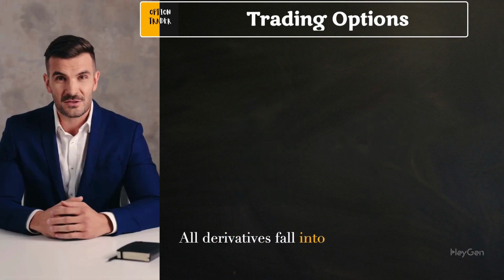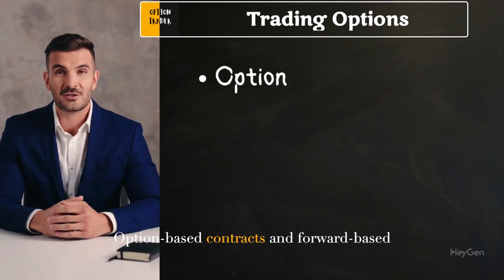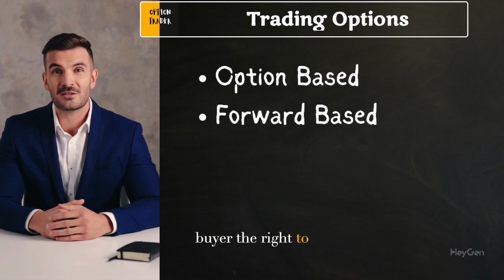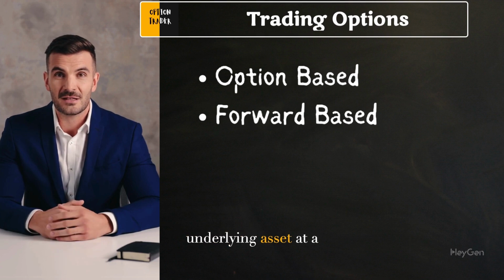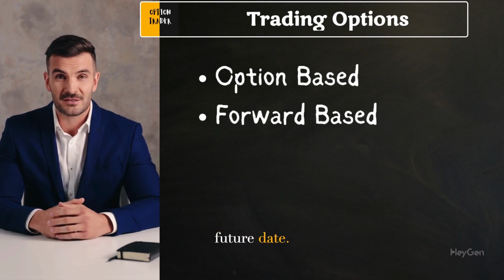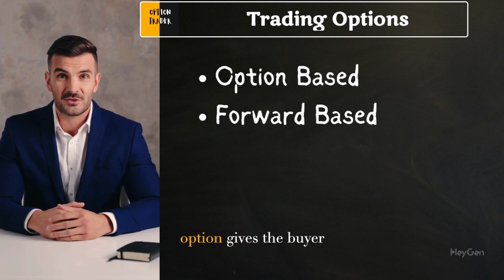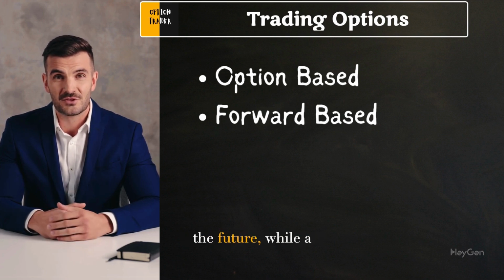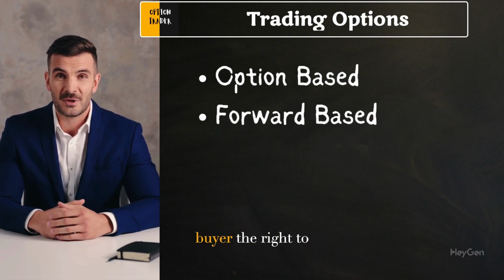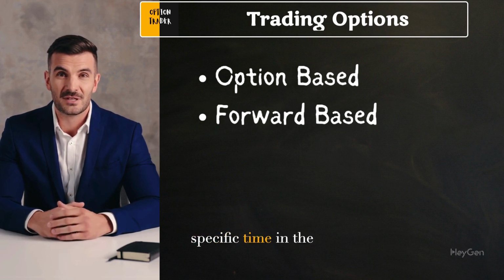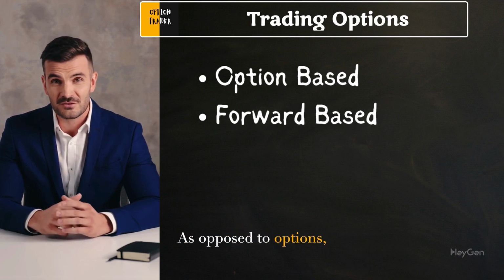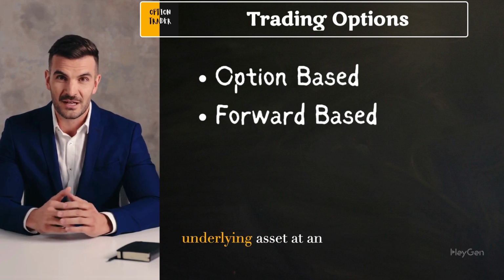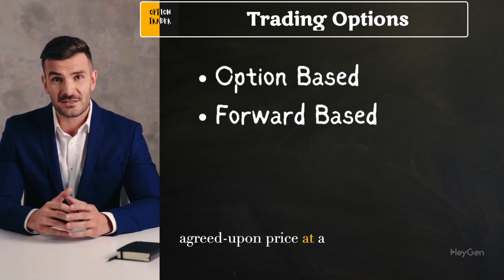All derivatives fall into two categories: option-based contracts and forward-based contracts. Option-based contracts give the buyer the right to buy or sell an underlying asset at a specific price at a future date. For example, a call option gives the buyer the right to buy an underlying asset at a specific price in the future, while a put option gives the buyer the right to sell it at a specific time in the future. As opposed to options, forward contracts obligate both buyers and sellers to buy and sell the underlying asset at an agreed-upon price at a later date.